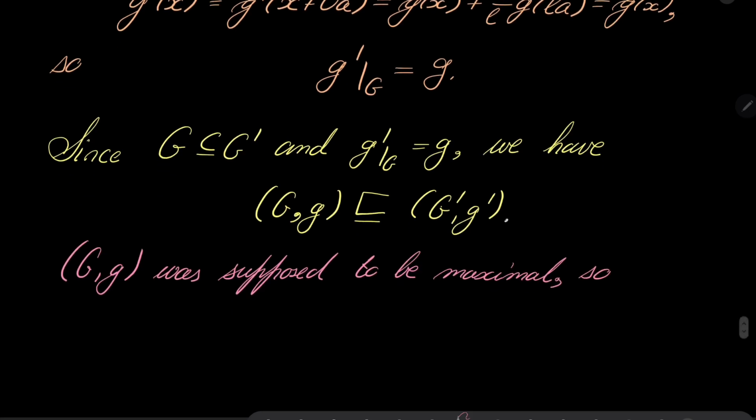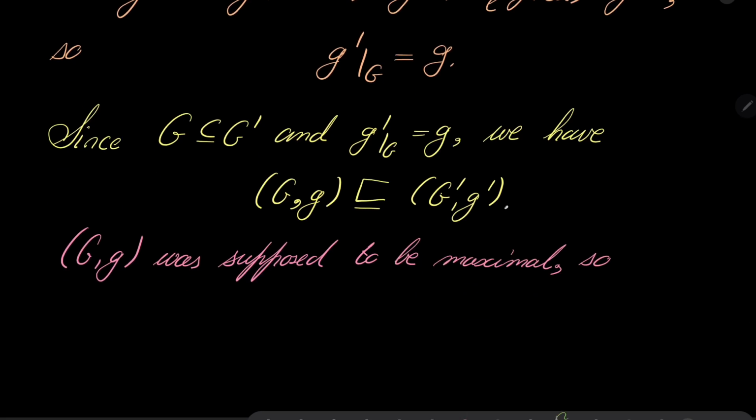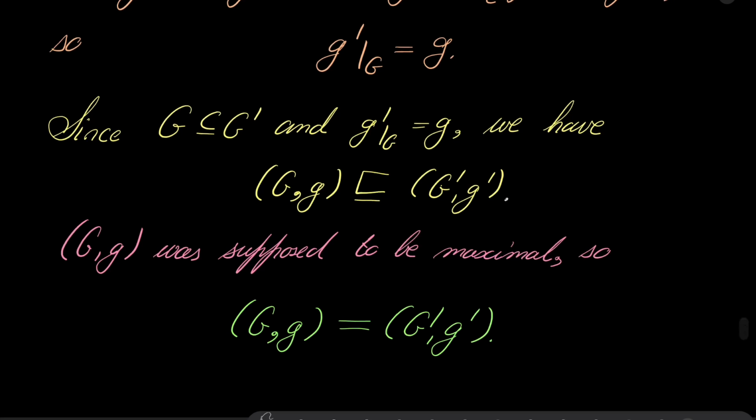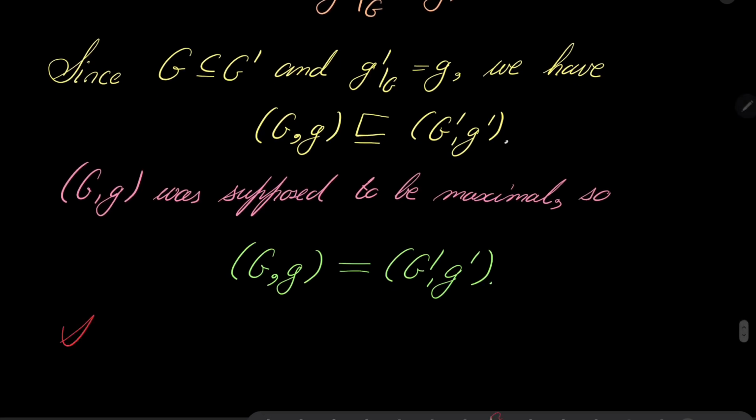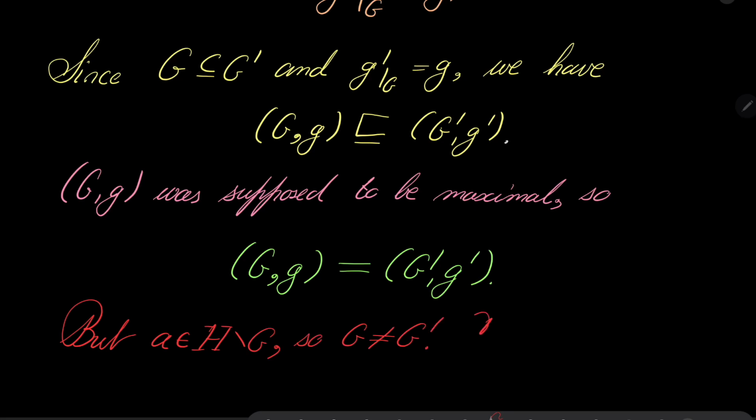So it must be the case that we have actually equality right here. But now we have a problem, because recall that A was assumed to be in H, but not in our group G. So G cannot be equal to G prime. Contradiction.